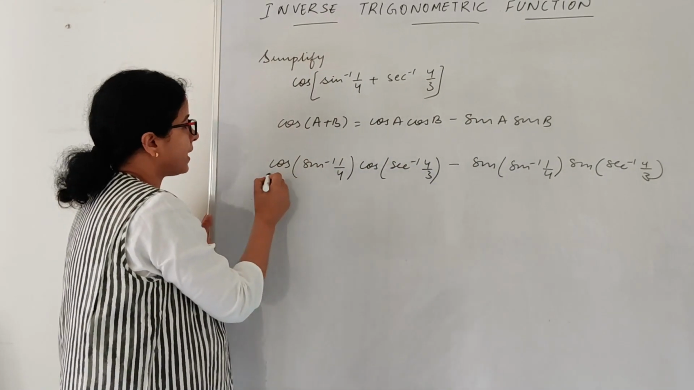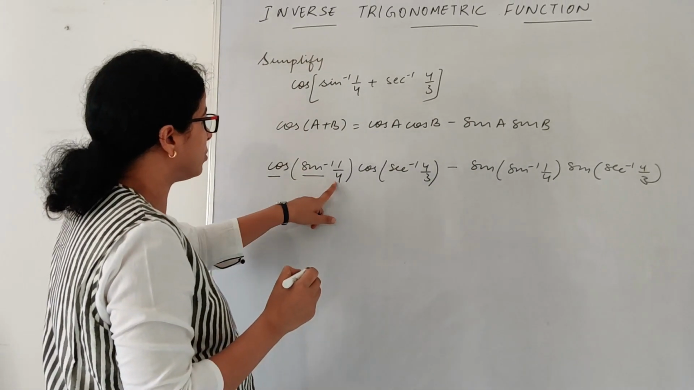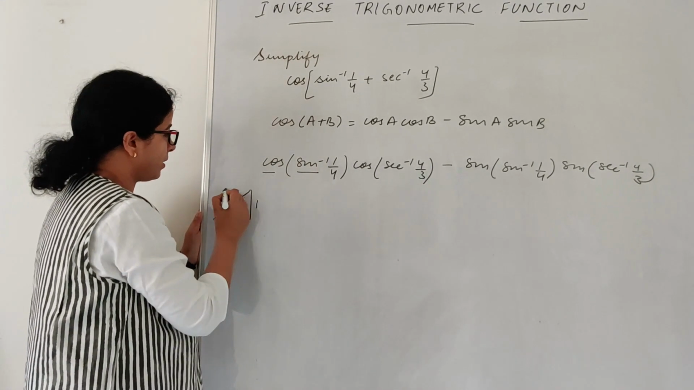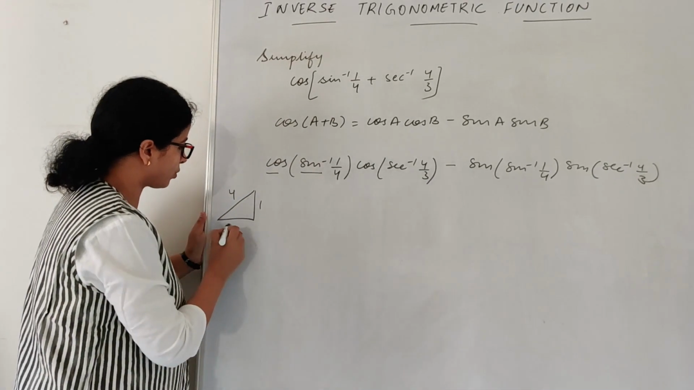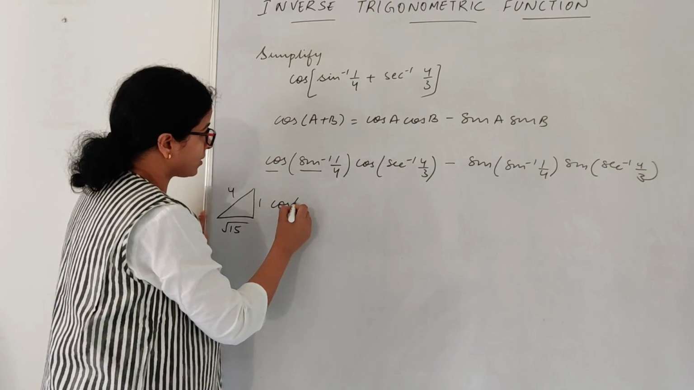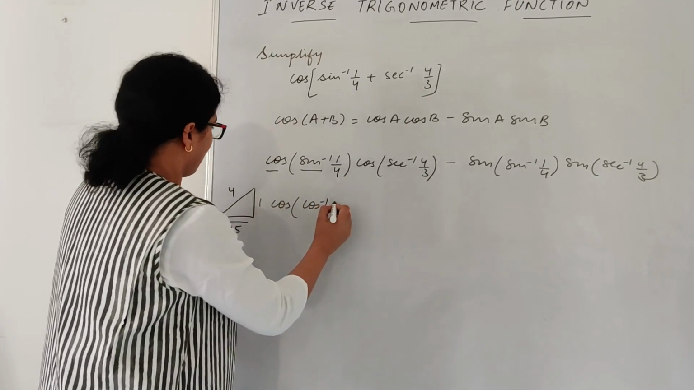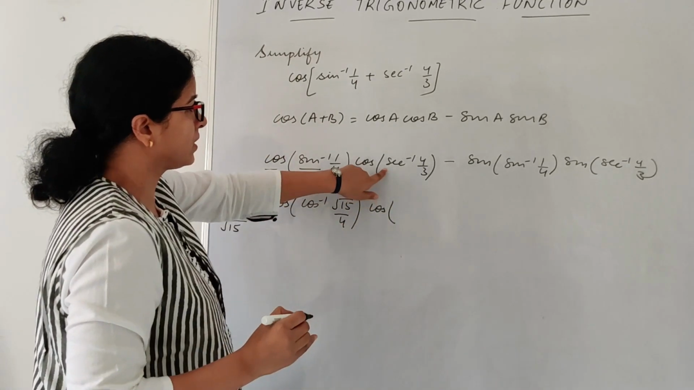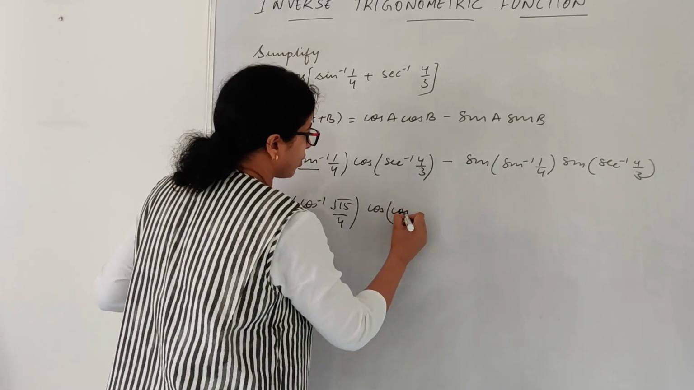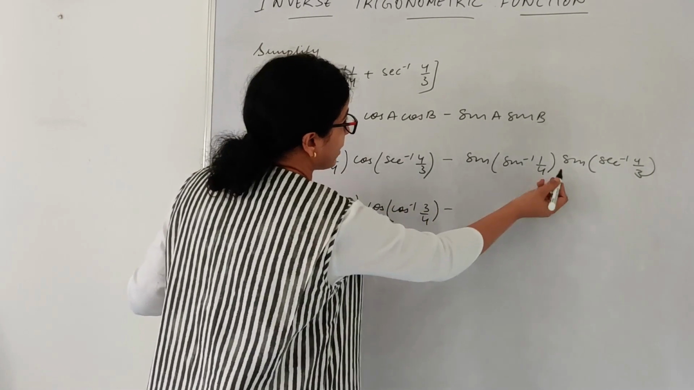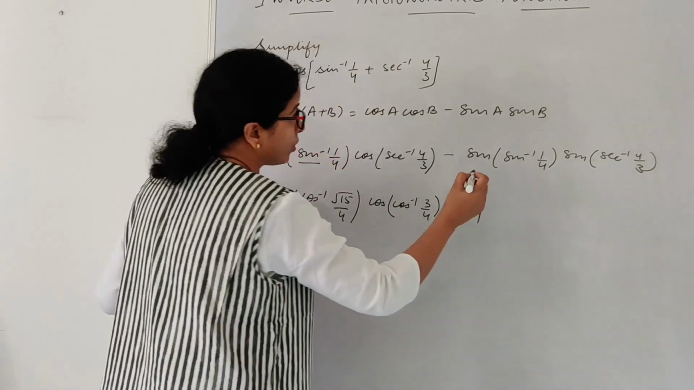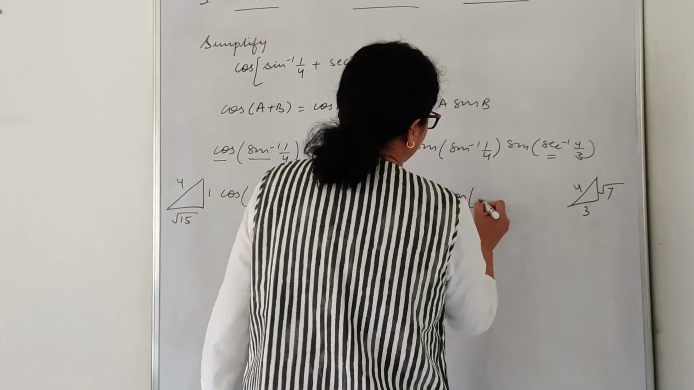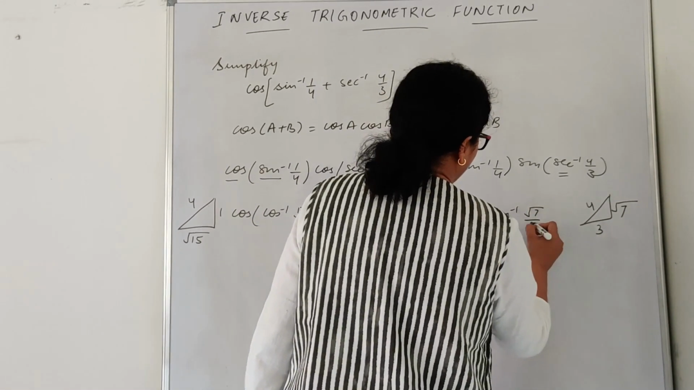So now see, here is cos, here is sine. So I have to change this into cos inverse. This is perpendicular by hypotenuse, so this will become root 15. So I can write here cos(cos⁻¹(√15/4)). Right? This is the reciprocal, so I can directly write here cos⁻¹(3/4), minus, here I don't have to change anything, so directly it will become 1/4, and here again I have to change this into sine inverse. So it will become sin(sin⁻¹(√7/4)).